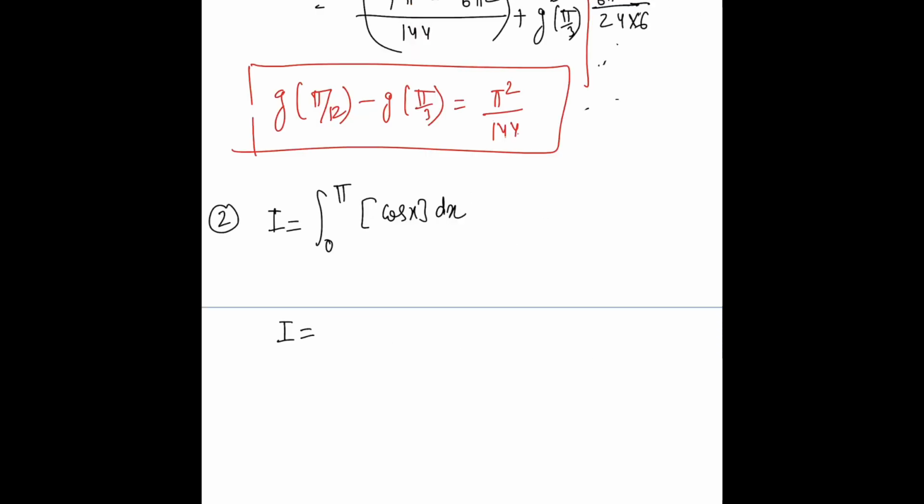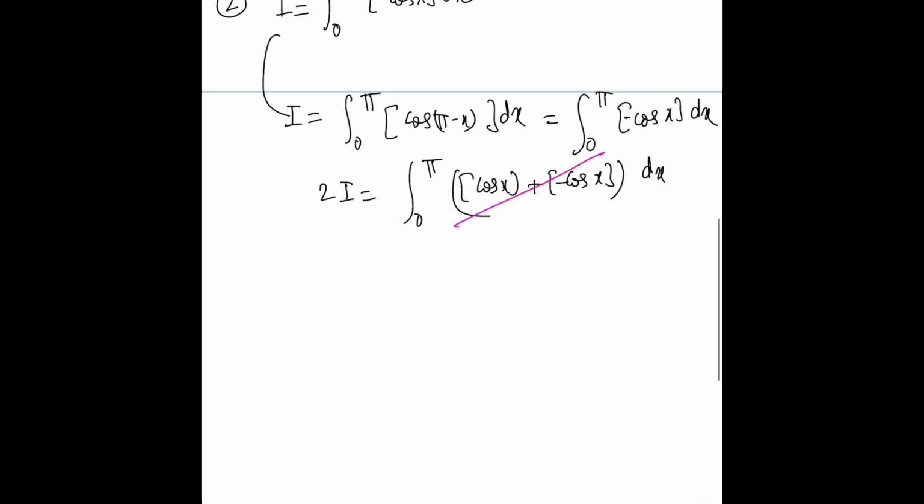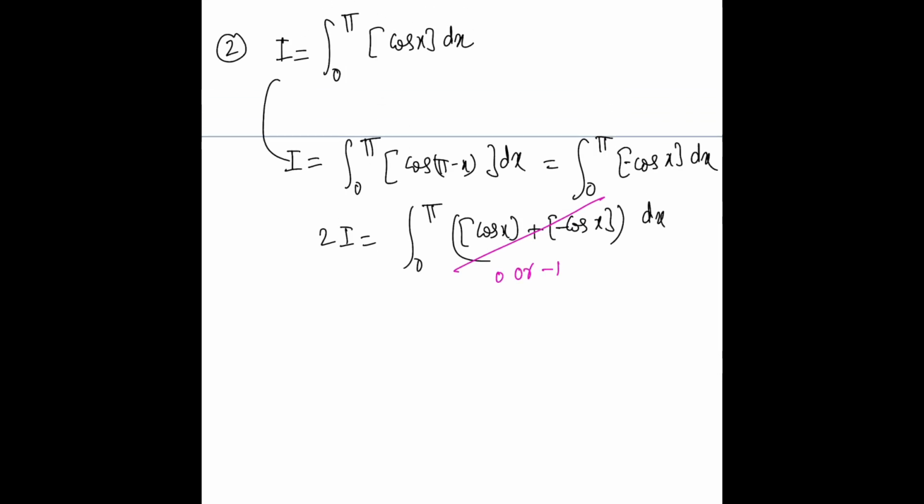Integral from 0 to pi of the greatest integer of cos x. One way of doing it is you can graph and find the area. The other way is you can replace x with pi minus x using King's rule. Now this becomes the integral from 0 to pi of the greatest integer of cos of (pi minus x), which is minus cos x, dx. And let's add both. So 2I is the integral from 0 to pi of greatest integer of cos x plus greatest integer of minus cos x dx. And now we know this quantity will be either 0 or it's going to be minus 1.